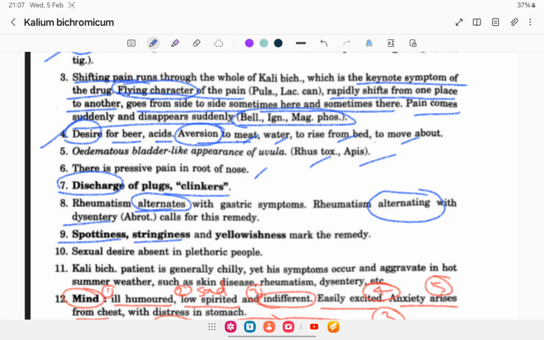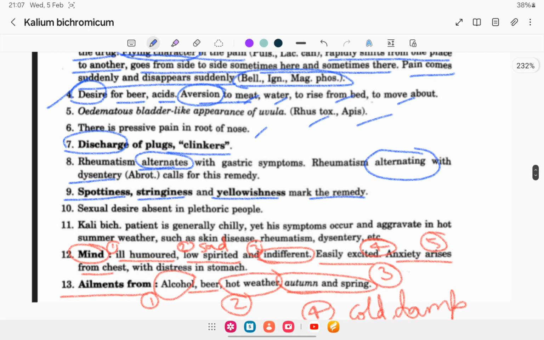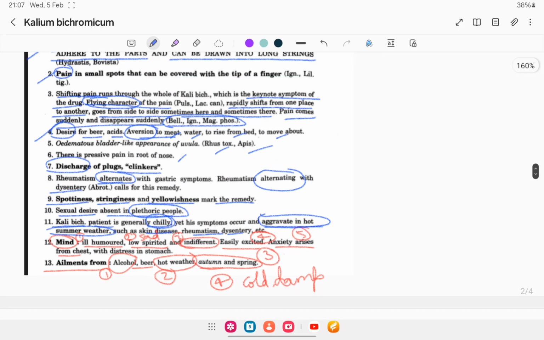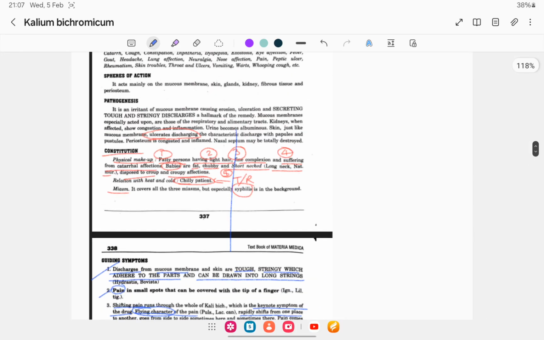Spottiness, stringiness, and yellowishness mark the remedy. Discharge is yellow, green. Sexual desire absent in plethoric people, plethoric meaning a lot of blood. Kali bichromicum patient is generally chilly, yet his symptoms occur and aggravate in hot summer weather. Symptoms aggravate in hot weather, but patient is chilly, such as skin diseases, rheumatism, dysentery. So all about Kali bichromicum, I am summarizing it now.